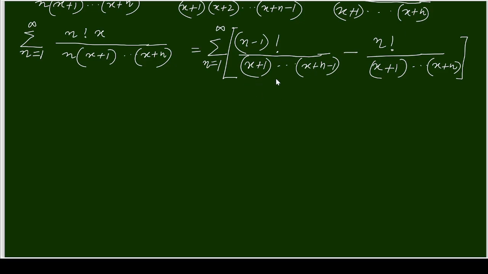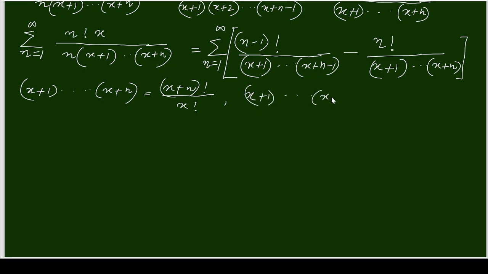Before taking n equals 1 and 2, I'll rearrange the denominator as a factorial. You know that (x plus 1) into (x plus 2) up to (x plus n) is nothing but (x plus n) factorial over x factorial. And the first one, (x plus 1) up to (x plus n minus 1), equals (x plus n minus 1) factorial over x factorial.